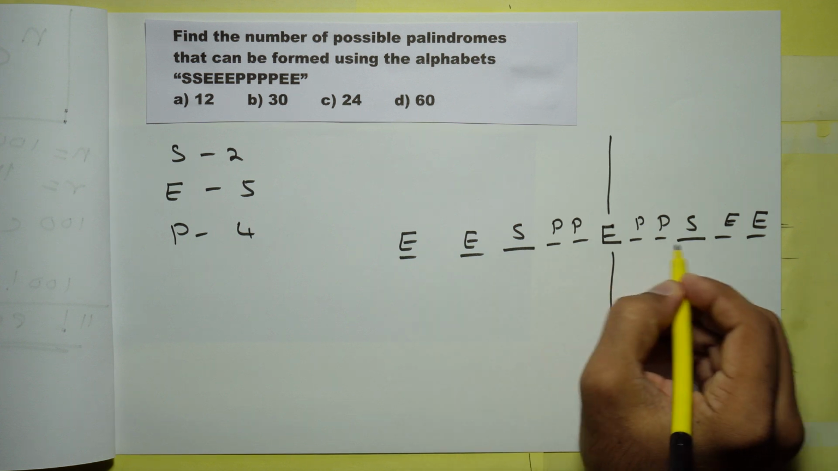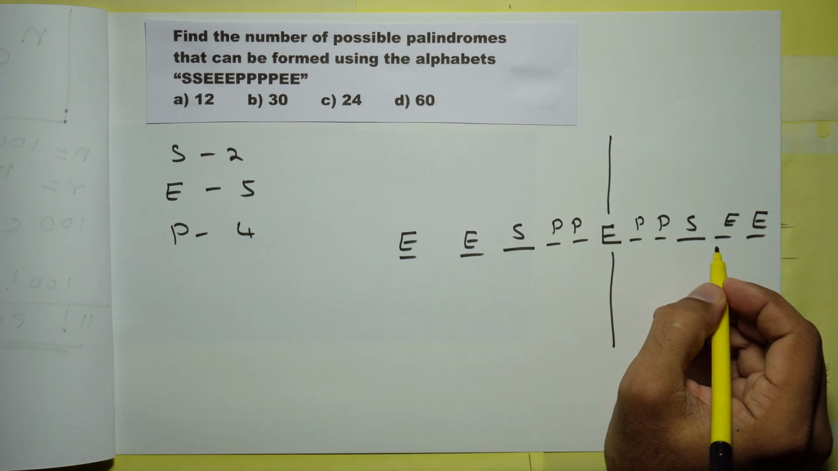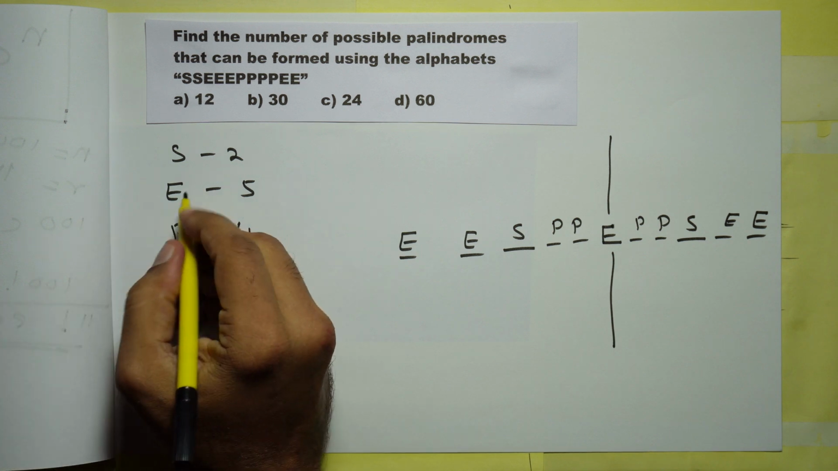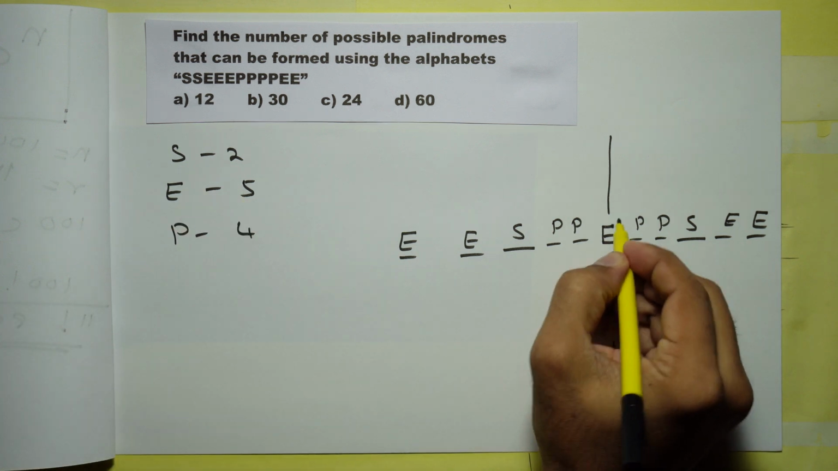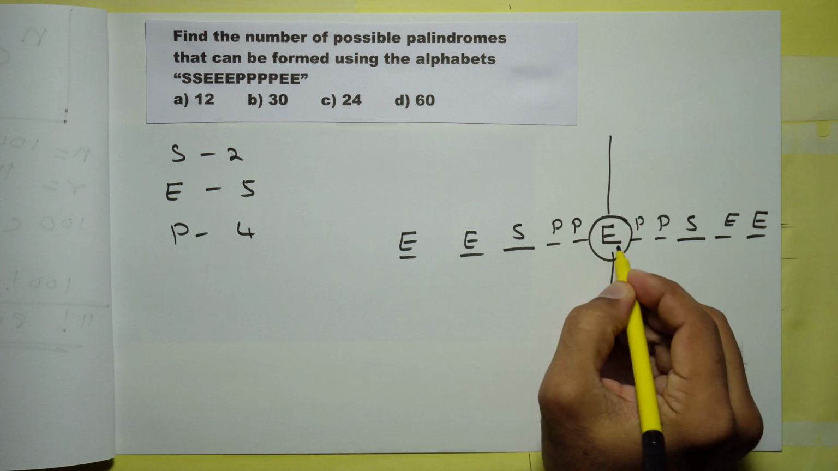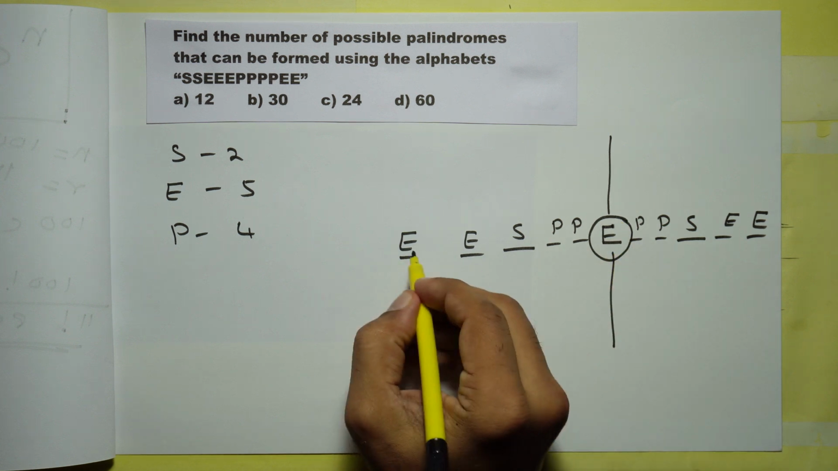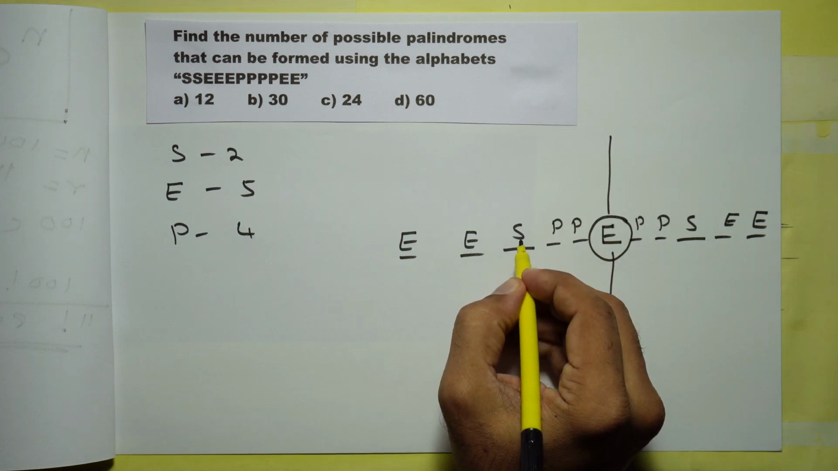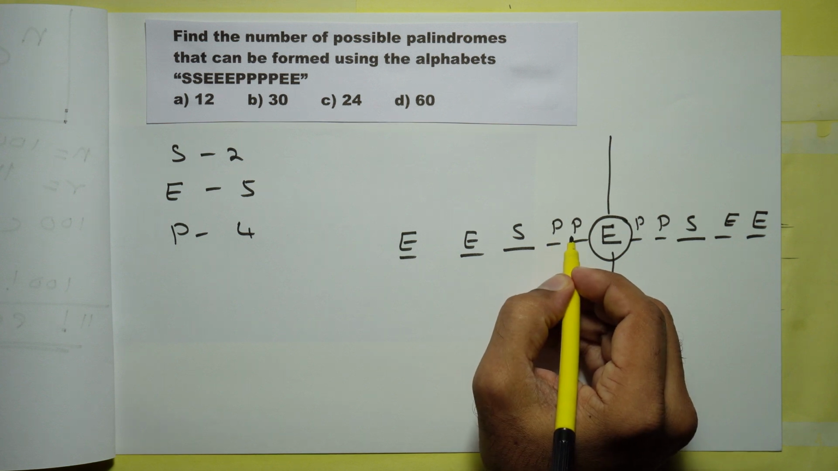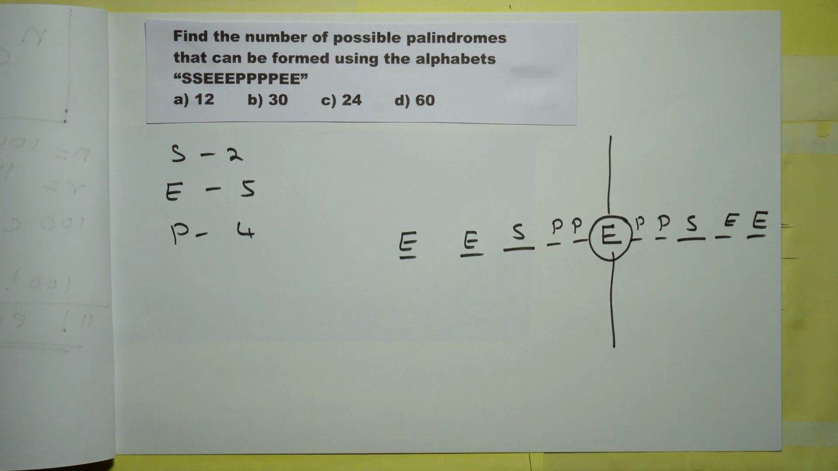Now altogether how many such palindromes are possible? Now since you have an odd number of E's, one E necessarily should be at the middle. Then remaining two E's are there, one S is there, and two P's are also there. In how many ways can they be arranged?